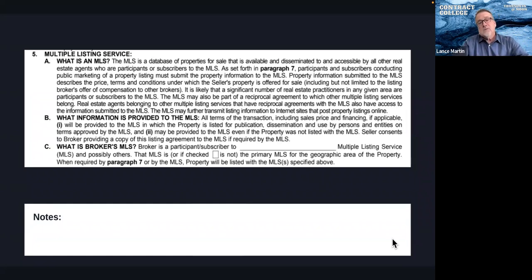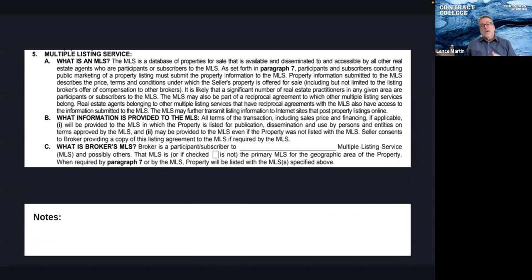So if I go to list a house in Bakersfield and I tell them I'm with CRMLS, if that seller knows what they're doing, they're going to say, well, shouldn't you be part of the Bakersfield MLS? Well, yeah, I should, but I'm cheap and I don't want to join it. Well, maybe I don't want to list with you. Okay. And it goes further, it truly then gives the next option. That MLS, if checked, is not the primary for the geographic area. You would have to disclose that.